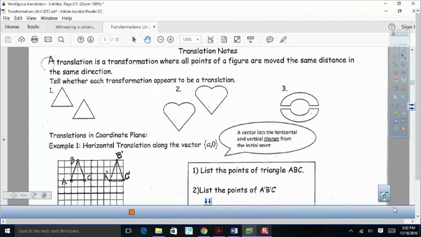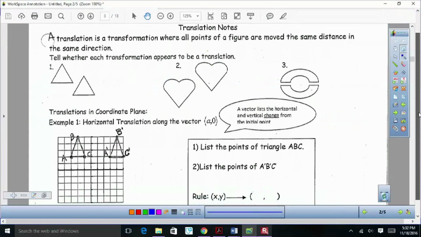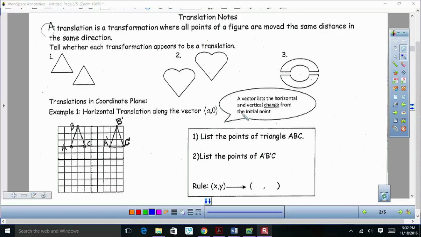Now, the first type that we're going to talk about is the translation. So a translation is a transformation where all points of a figure are moved the same distance in the same direction. Now, another word that we call translation is a slide. So you can think of a geometric figure sliding one way or the other. So it's not changing in shape or size or anything like that. It's just kind of sliding from where it started to another place.